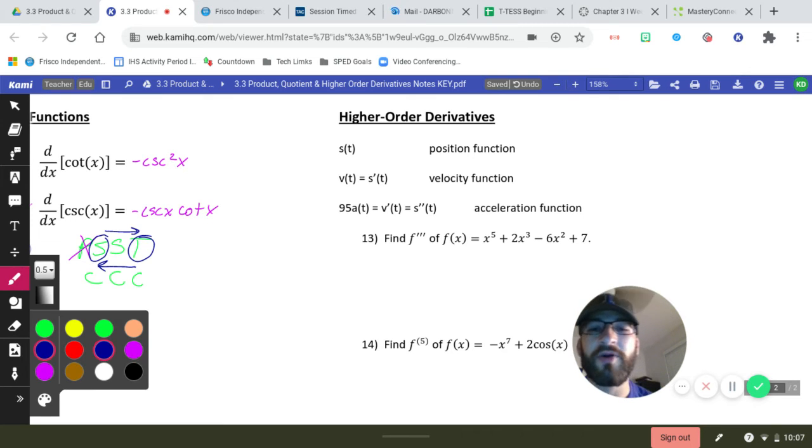Okay, last thing we're going to talk about today, y'all, is what we call higher order derivatives. Oh, Mr. Arbone had a typo. That's no fun. Ignore the confusing 95 right here. I'm just going to scribble it out because it's confusing.